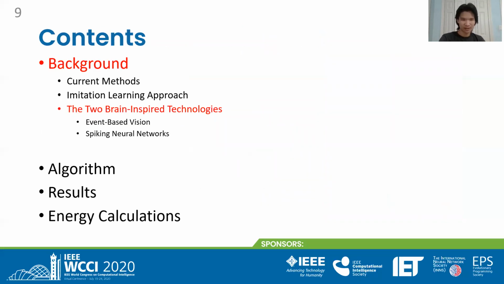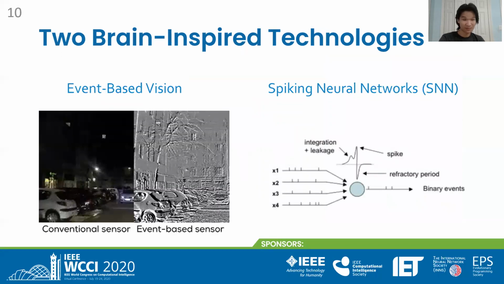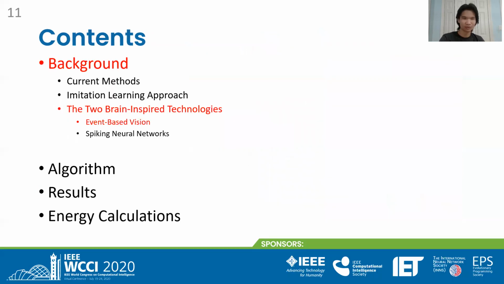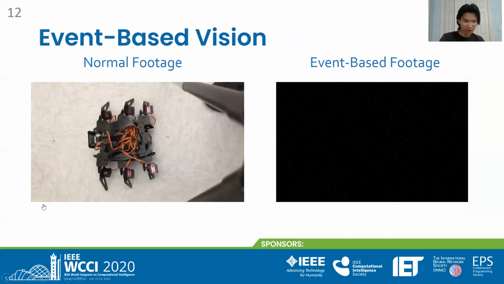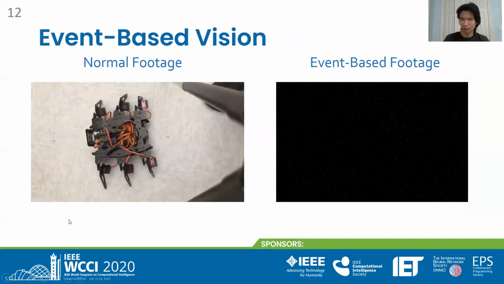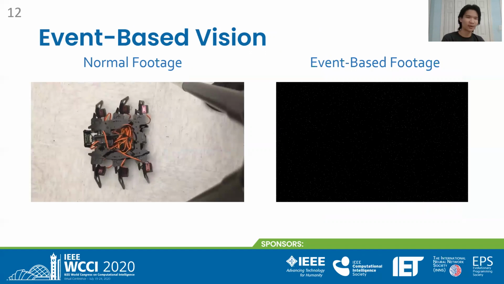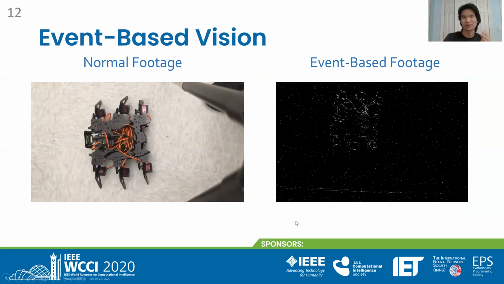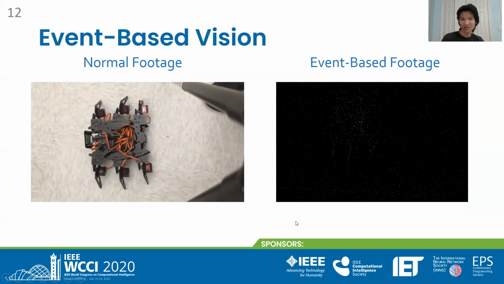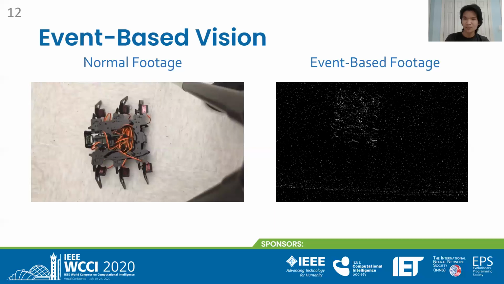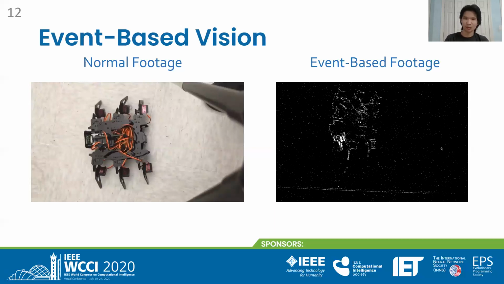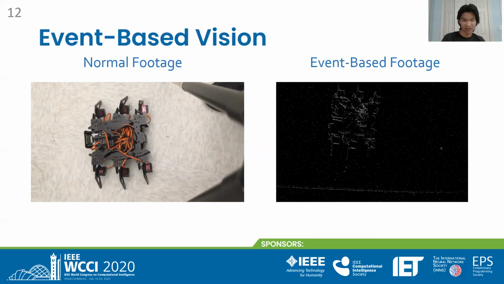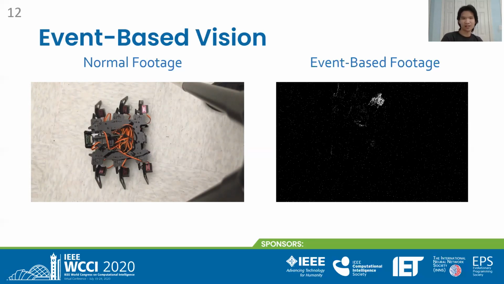The two brain-inspired technologies that I want to briefly touch on are event-based vision and spiking neural networks. In order to understand event-based vision, it becomes very clear once you actually just look at what it does. On the left here, we have very normal footage filmed on an iPhone of our robot just moving its legs. And on the right side, this is how event-based vision looks to us. You can see it's just bright and dim pixels all over the place. And when movement occurs, more pixels light up. So this is the type of camera that only detects movement.